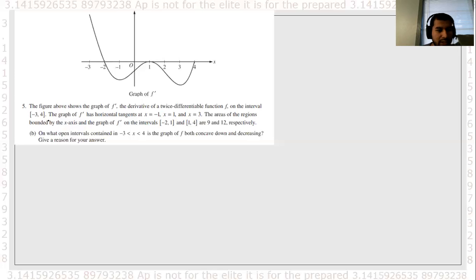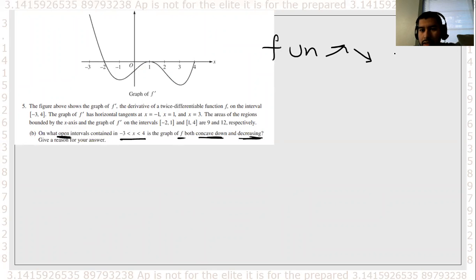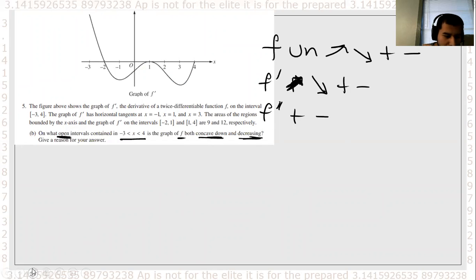Okay, part B of this question says, on what open interval from the entire graph is f both concave down and decreasing? Guess what, guys, we can use a fun chart here too. So f, f prime, and f double prime, plus and minus. Okay, let's think about what they're saying. They're saying concave down. Let's take a little pause right here with concavity. What is concavity talking about? It's been lots of months, I forgot.